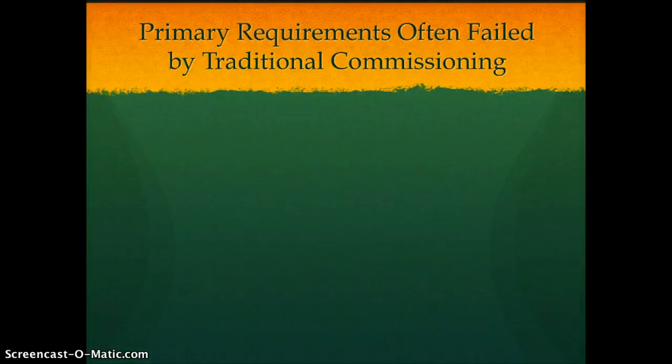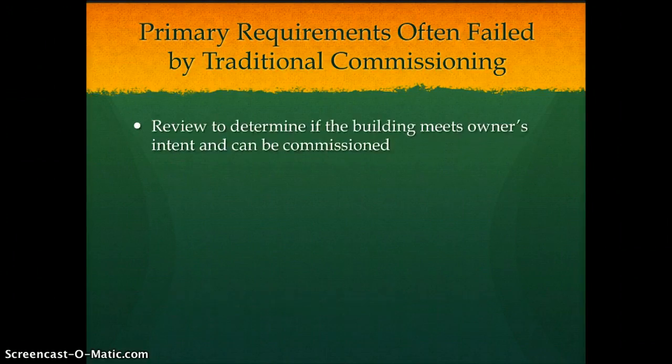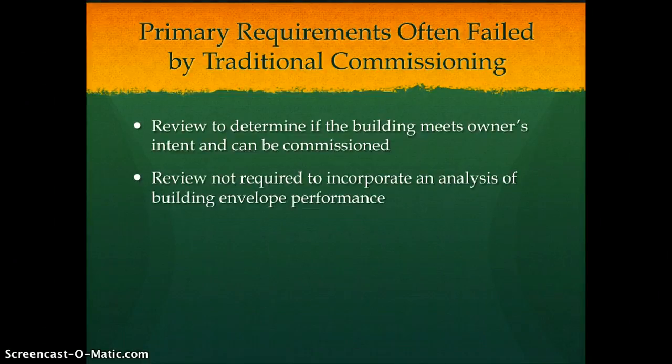Building commissioning does not have the power to prevent moisture and mold problems, whether traditional or green materials are being used. Traditional commissioning fails to accomplish two primary requirements in avoiding moisture problems. The review is more often to determine whether the constructed building meets the owner's intent and can be commissioned. The review is not required to incorporate an analysis of the building envelope performance, missing the aspect that tends to fail with a higher frequency.